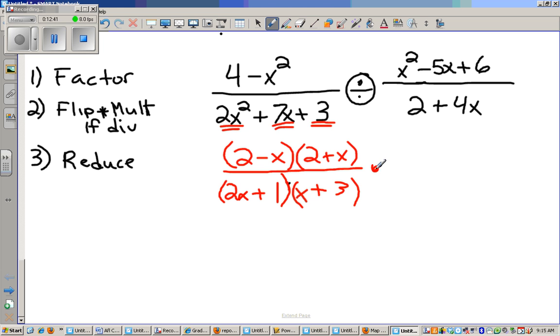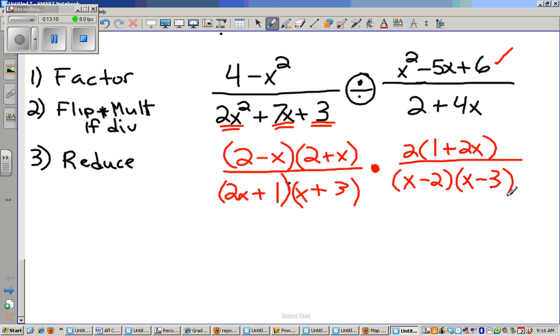On the right-hand side, we're changing this to multiplying. So in multiplying, we are going to now switch these around, and this goes on top. You can see that the only thing it has in common is a 2, so I could write it as 1 plus 2x. And the bottom, of course, is going to be what the numerator was here. So we're going to factor this, and it's going to be x minus 2, x minus 3.